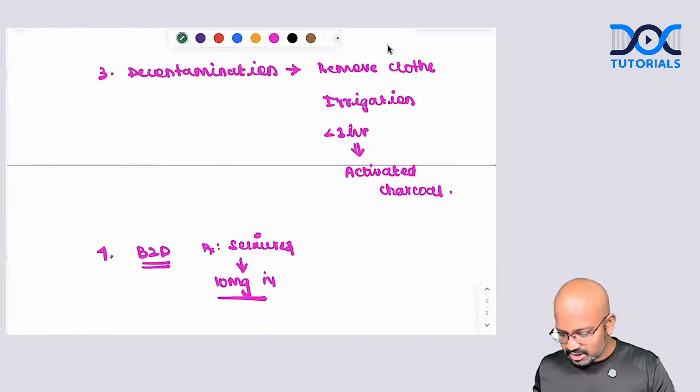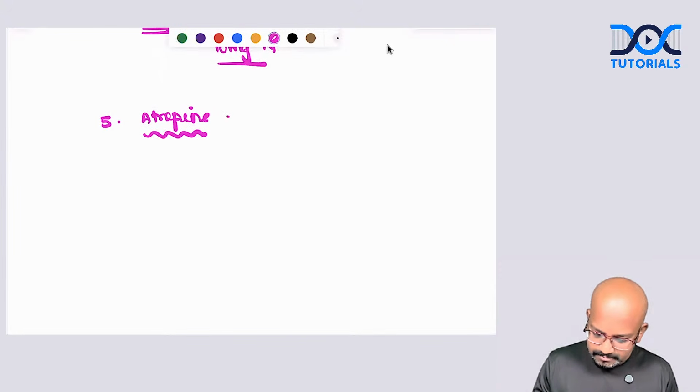So we'll just proceed further. Atropine, why we call it as, please don't call it an anticholinergic drug.